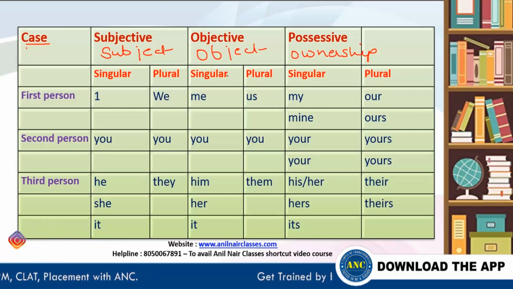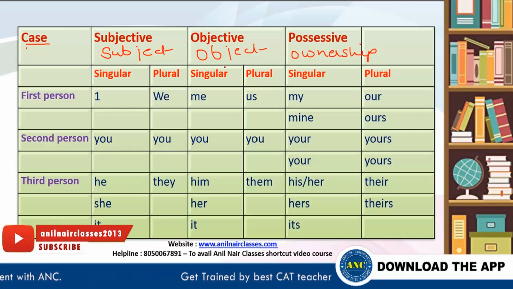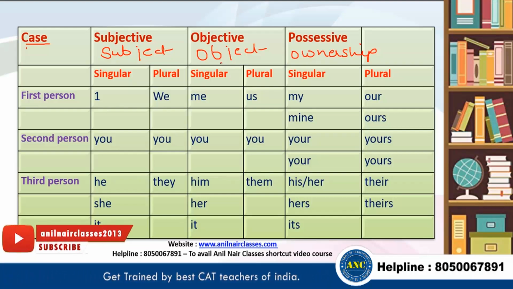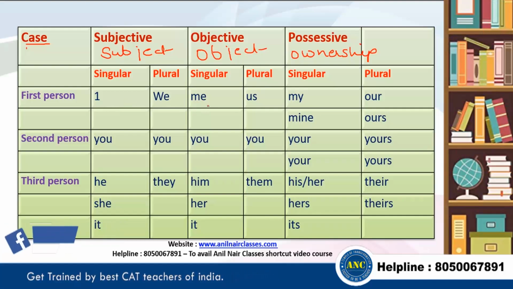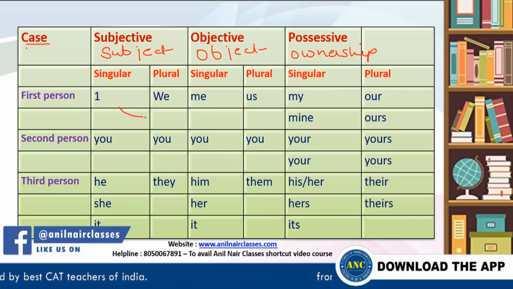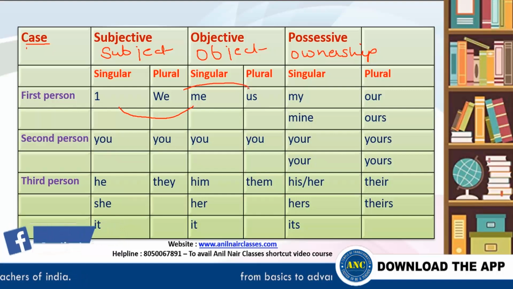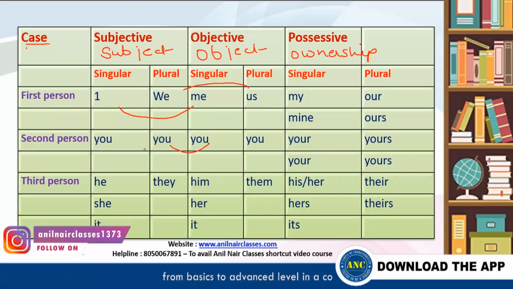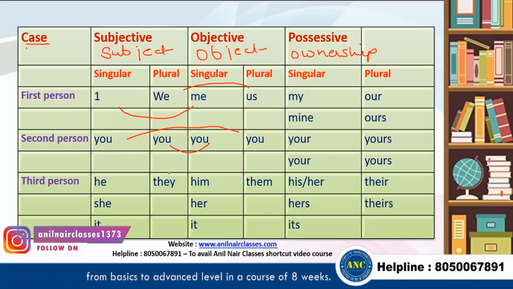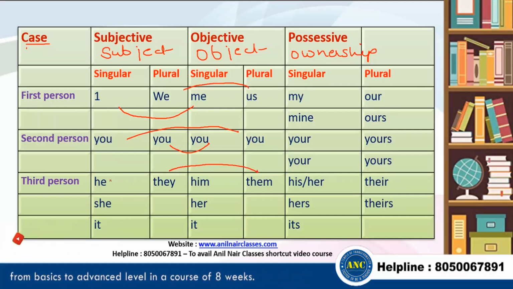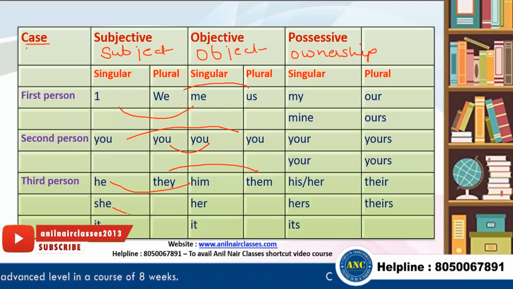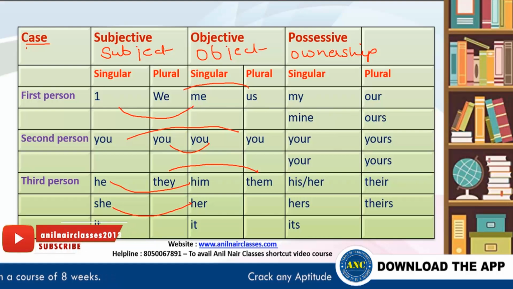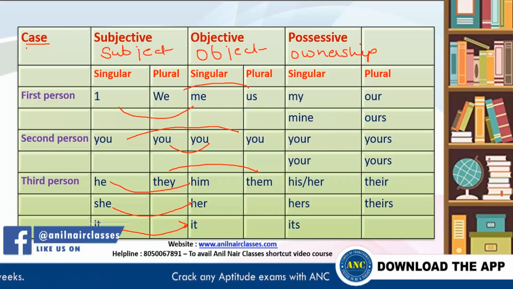So now the objective case is when the pronoun is acting as the object. Like for I it will be me. For I you see this: I, me, we, us. For you it will be you only. For they it will become them. For he it will be him. For she it will be her. And for it, it will be it only.